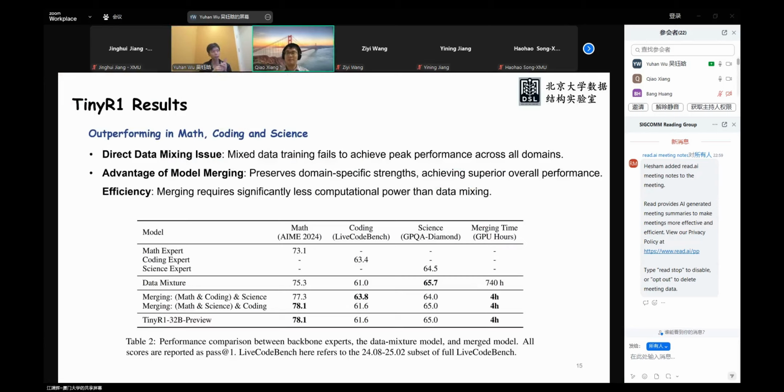And the second is that I think there is no such big gap between model merging and data mixture. And model merging will take more time for model developers to do experiments.